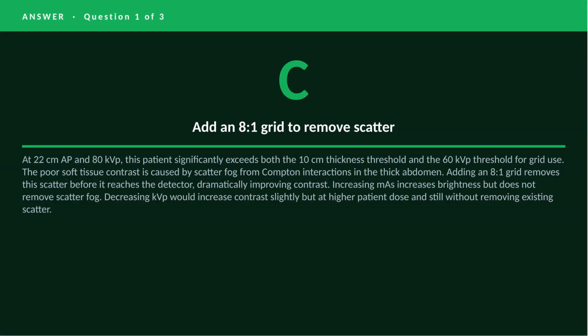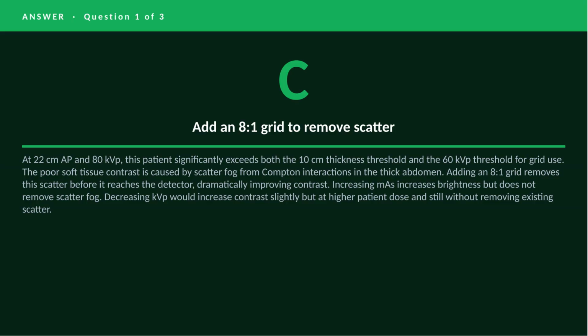The answer is C. Add an 8:1 grid to remove scatter. At 22 centimeters AP and 80 kVp, this patient exceeds both the 10 centimeter thickness threshold and the 60 kVp threshold. Scatter from Compton interactions in that thick abdomen is the direct cause of the poor soft tissue contrast. Adding a grid removes that scatter before it reaches the detector, dramatically improving contrast.